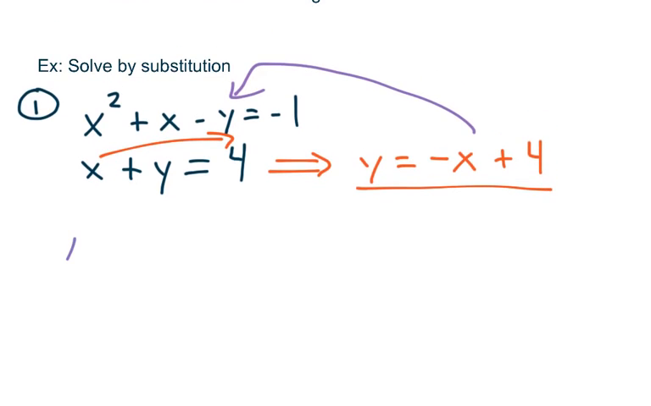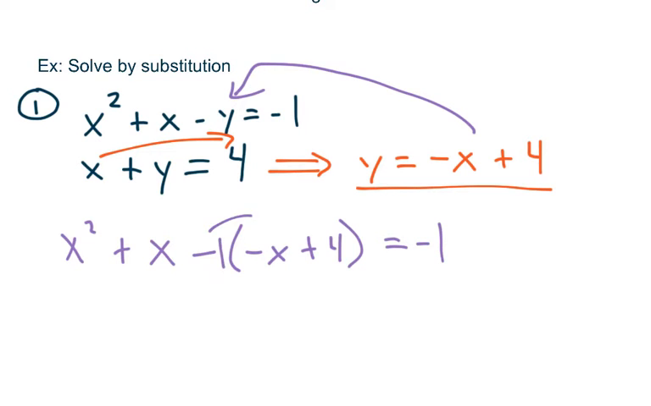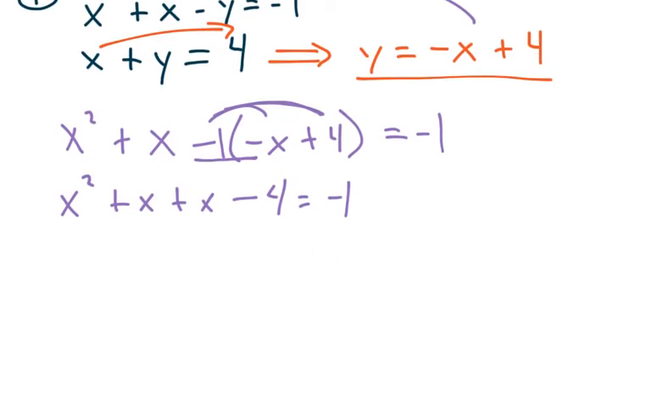Let me slide this down. So we'll have x squared, that doesn't change, neither does the x, minus, now there's y, so we know y is equal to negative x plus 4, and that is equal to negative 1. This is like a negative 1. We can distribute that, so we'll get x squared plus x, and then negative 1 times negative x is positive x, and negative 1 times 4 is negative 4, and that's equal to negative 1. In order for us to solve this, we need it to be equal to 0, and we need to combine some like terms. Let's move the 1 over to the other side. So we'll have x squared plus 2x minus 3 is equal to 0.